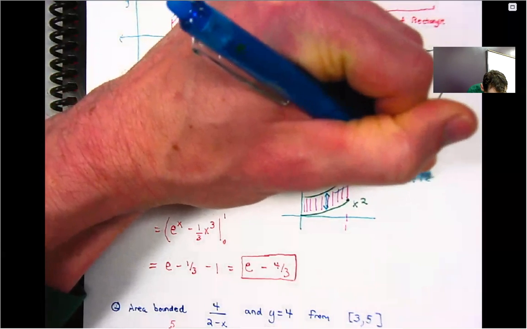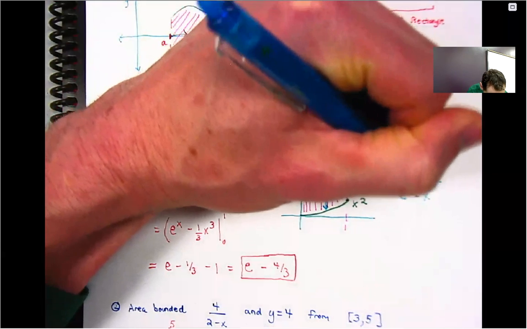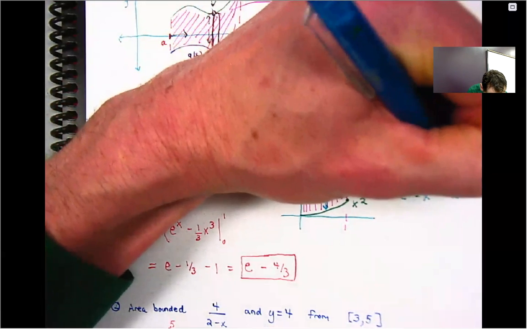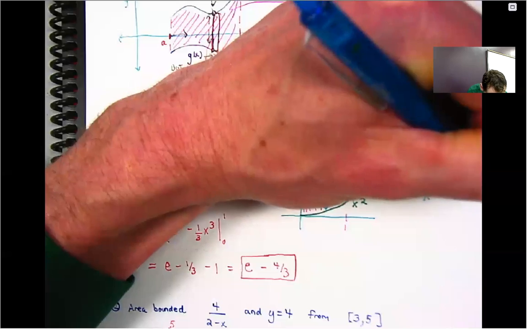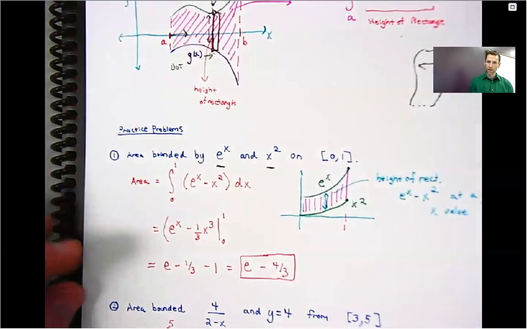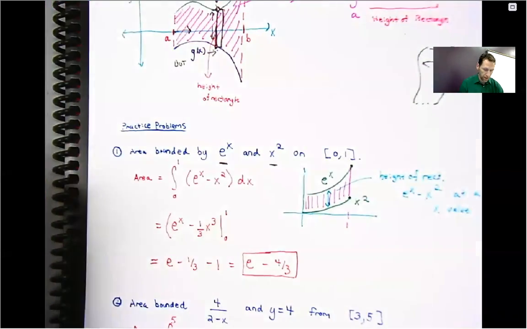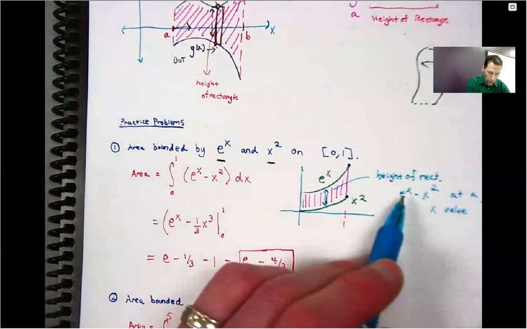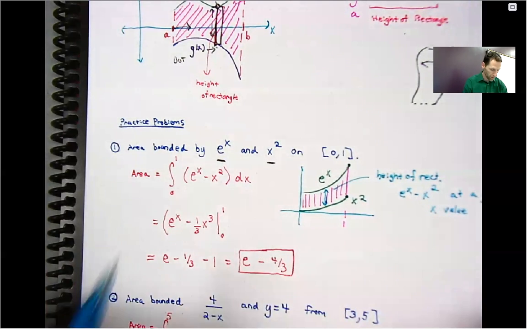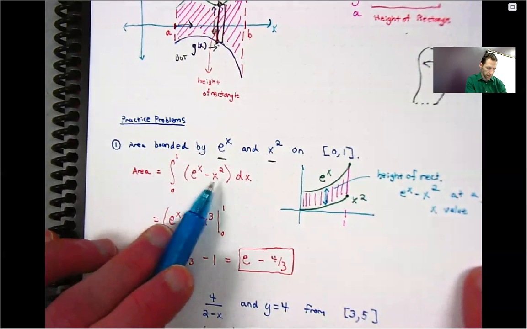So the height of the rectangle is e to the x minus x squared at a given x value. Because remember, that height changes as the exponential goes off to infinity, and as x squared changes, that height changes. So it's okay to have a height that's a function. We integrate that. We're going to use one of our first rules of integration. We're going to integrate term by term.